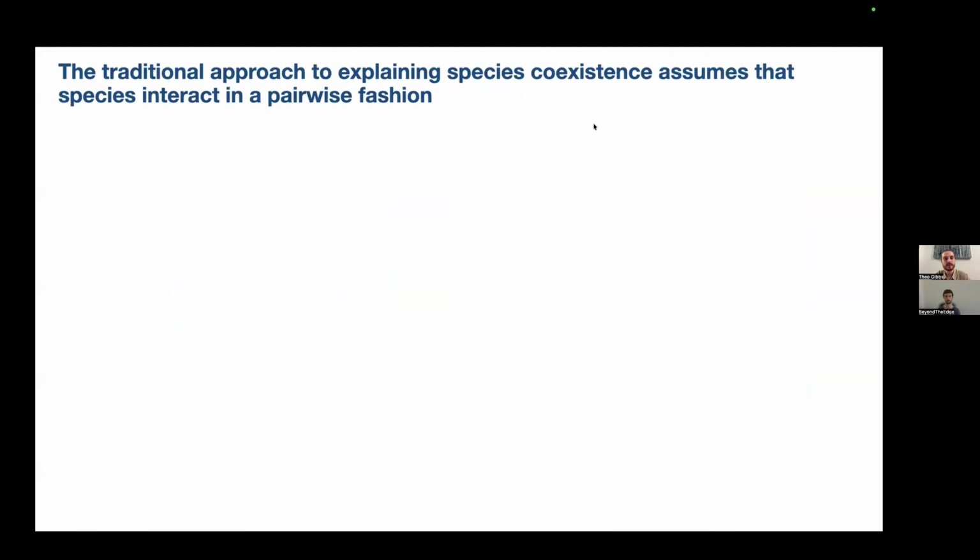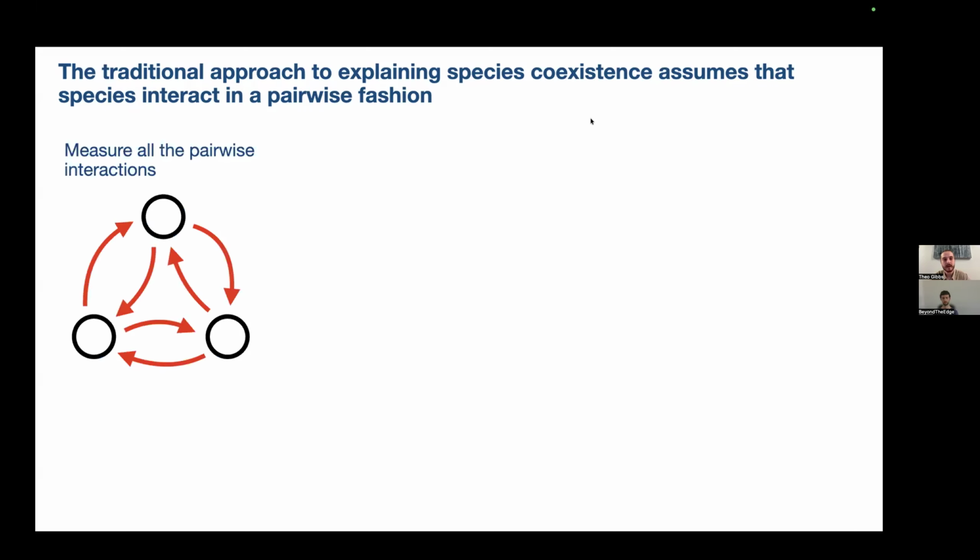And so the traditional approach to explaining species coexistence assumes that species interact in a pairwise fashion. I'll try to diagram out that traditional workflow in this slide. An ecologist will go out to the field or to their test tube and measure all the pairwise effects of every species on every other. That's what I'm drawing here. These circles are different species, and these red arrows are different ecological interactions between the species, whether they be competition or facilitation, etc. So this is, of course, a directed network.